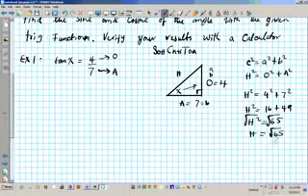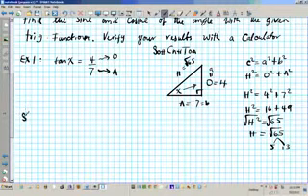Let's check. We can take out 5, and then we're left with 13. And neither of these can be broken any further. So our hypotenuse is just root 65. Okay? So we have O as 4, A as 7, and H as root 65. Now we can find sine and cosine.